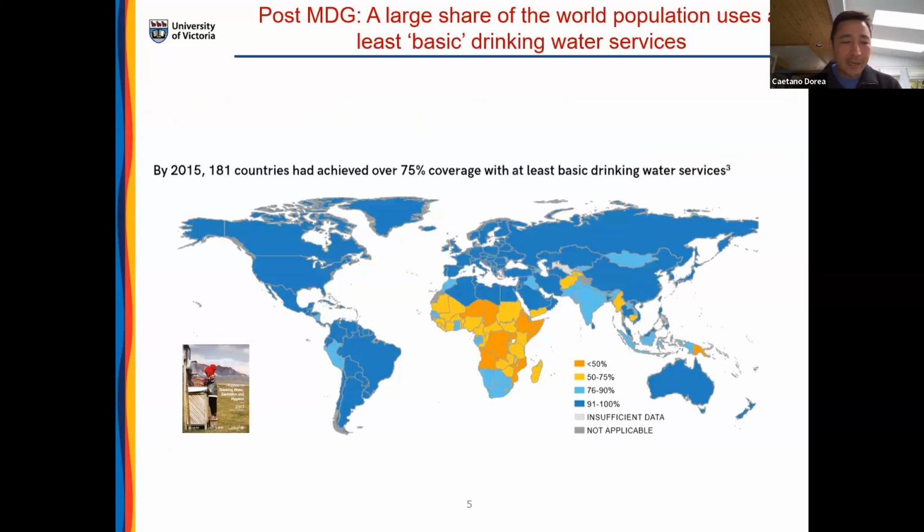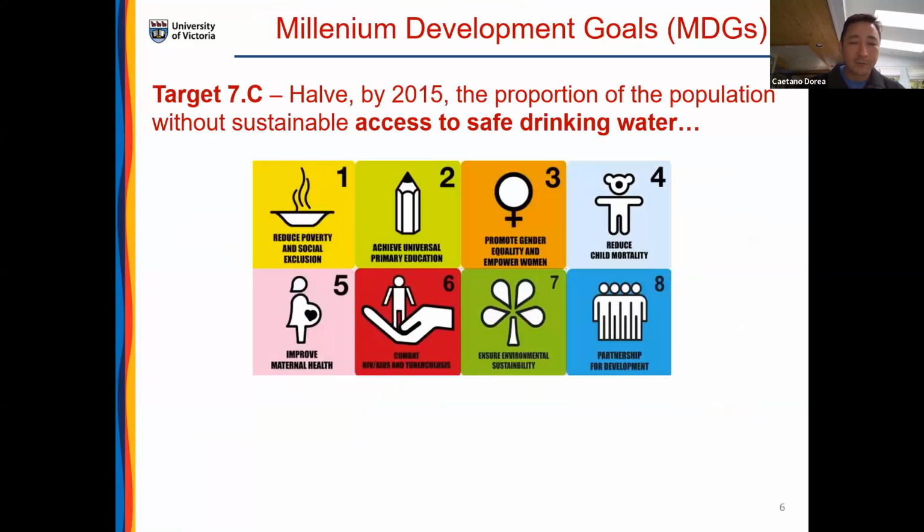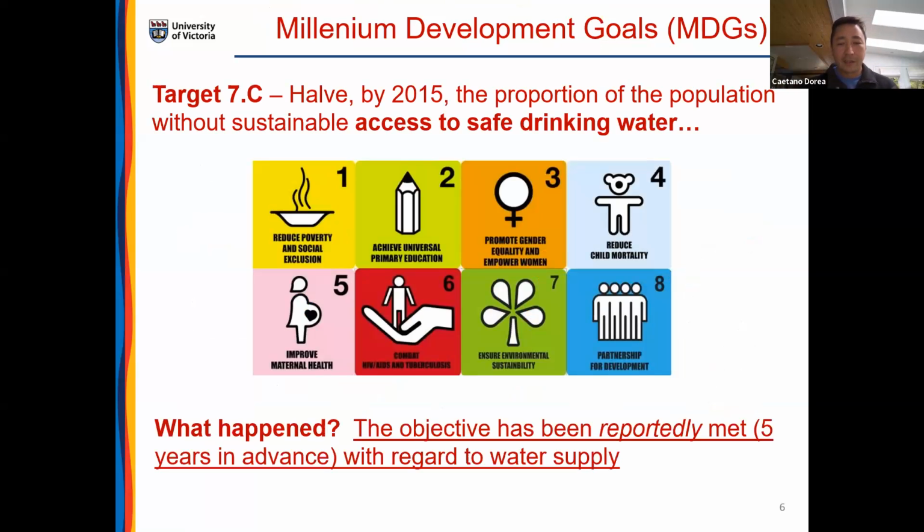So when we finished in 2015, our post-MDG era, the assessments were that by and large, most of the MDGs were met, and over 75% of the countries had coverage with at least basic drinking water services. So let's look a little into what that basic drinking water service means. The MDGs, if you remember, aimed to halve the population without access to safe drinking water. And that objective was reportedly met.